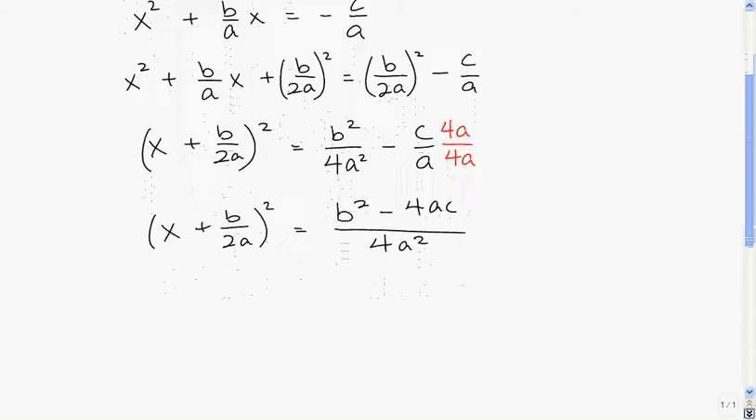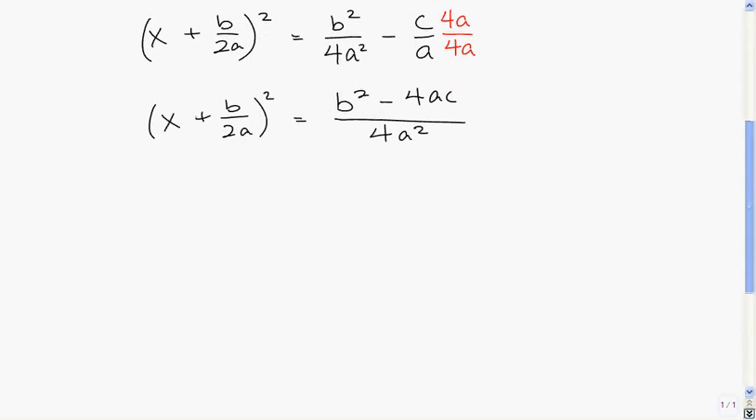So I'll scroll down a little bit. We now have to undo everything that's being done to x to get the roots of this equation. So the first thing is to take the square root of both sides. And that leaves us with x plus b over 2a on the left. On the right-hand side, you have to remember that you have both a positive and a negative square root. So we have plus or minus the square root of the numerator, b squared minus 4ac.